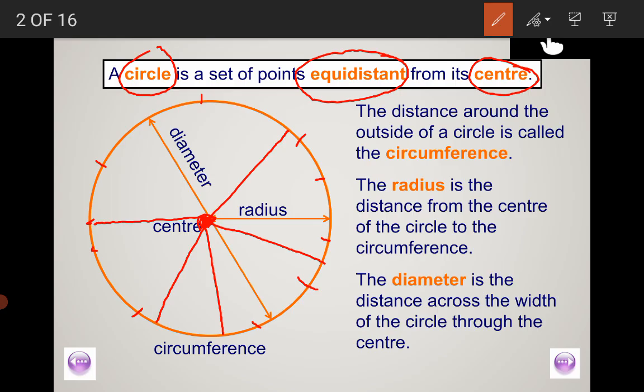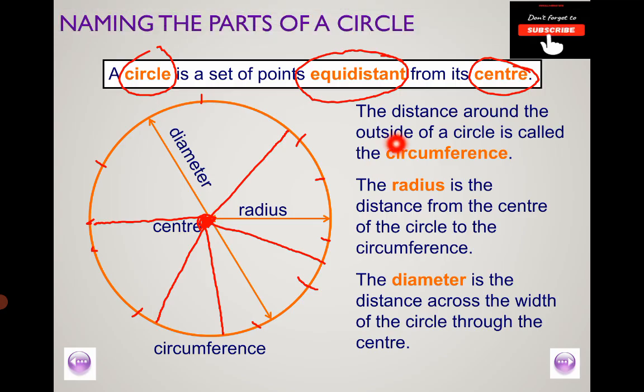So, definition once again of a radius. A radius is the distance from the center. The center is right here. So these distances are called the radii.